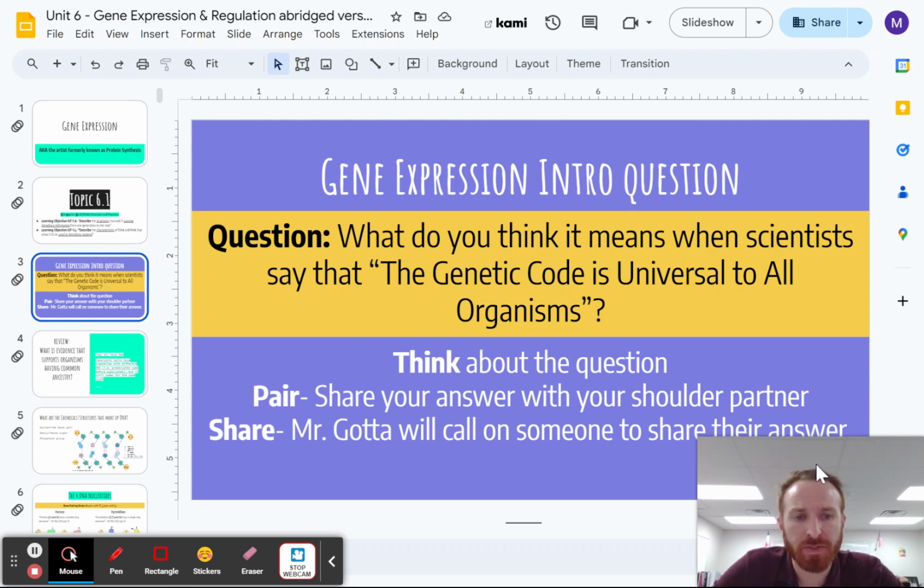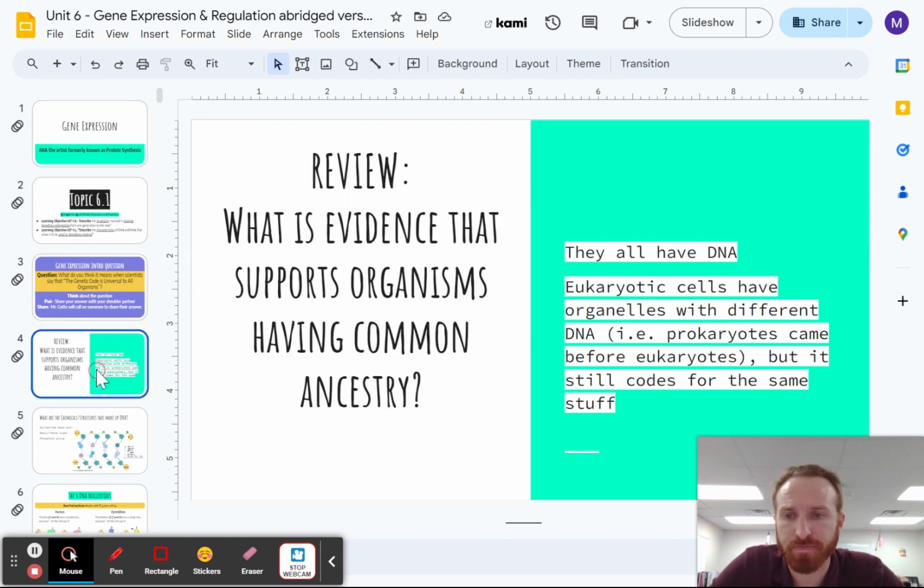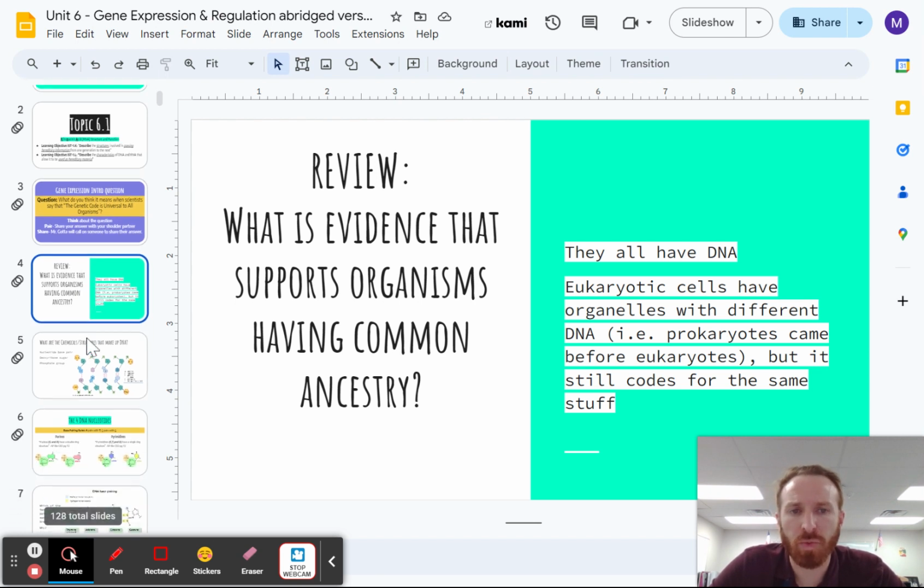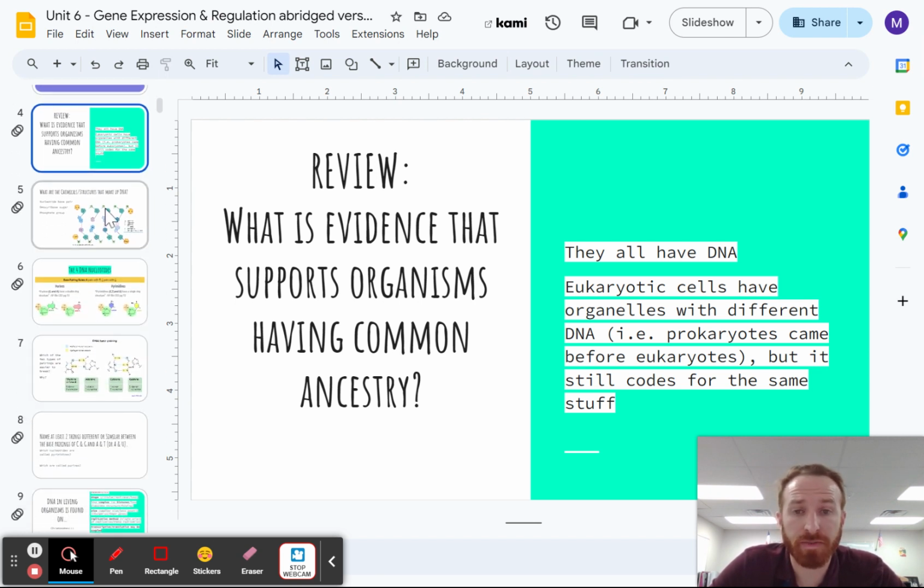And so we can look at gene expression. Question, what does it mean, or what do you think it means when scientists say the genetic code is universal to all organisms, right? This is basically that we all have RNA and DNA. We all have these nucleotides, and those nucleotides can be used to create a protein, and that's really important. It's a common language, right? So, what evidence do we have that all organisms have common ancestry?